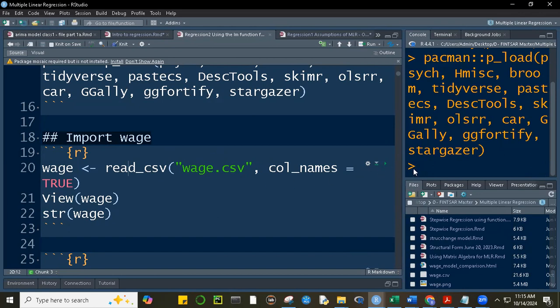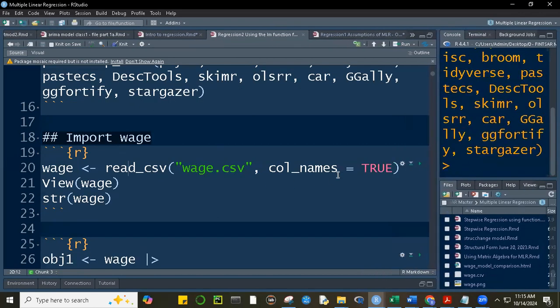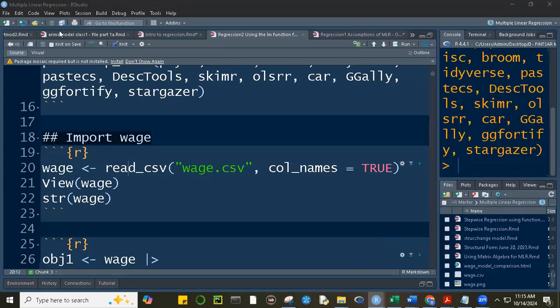And then we say that col_names is equal to TRUE. Okay, I'll give you a few seconds to do that, class. Sorry, just getting water. So once we have loaded the file, class, we can check the file. We can view it. Okay, let's view the file, class.